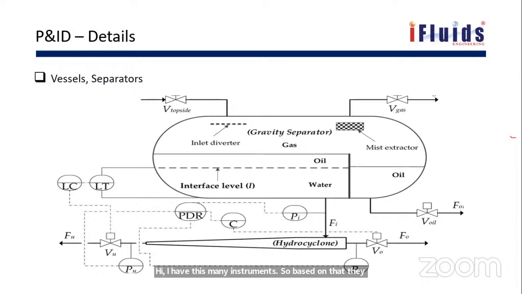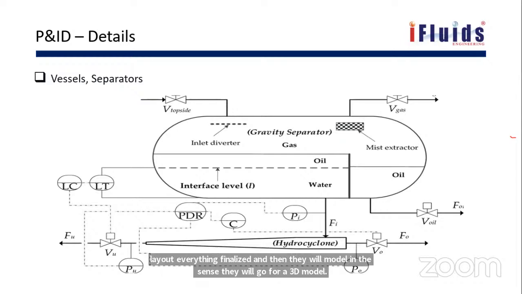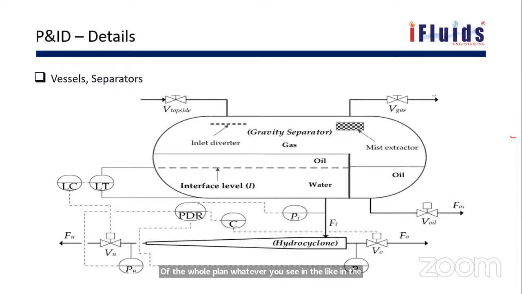And then the next is the 60% stage, and then the piping engineer will go for the model. That means if the PNID is completed 60%, the piping model team will model. That means they will have the layout, everything finalized, and then they will go for a 3D model of the whole plant. Whatever you see in the industry, everything will be modeled before the construction. From the model, they will take the drawing.